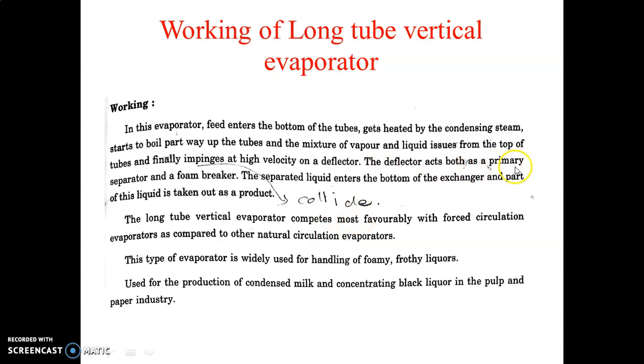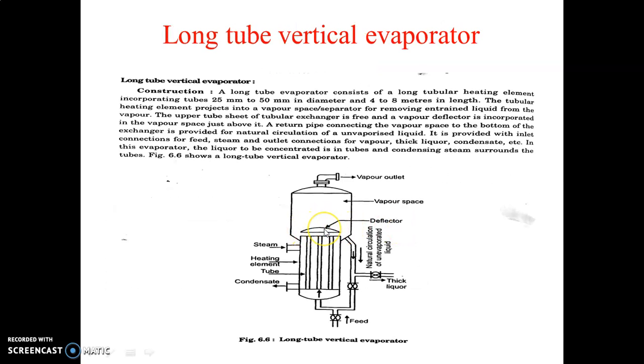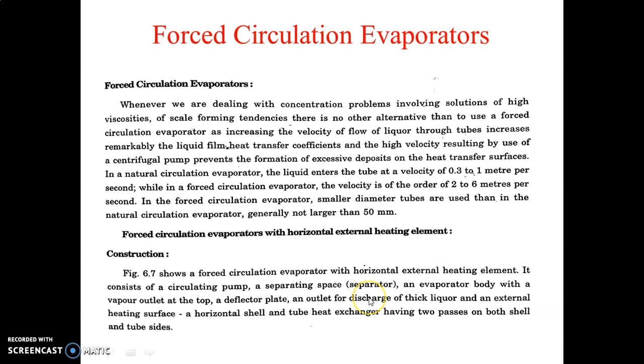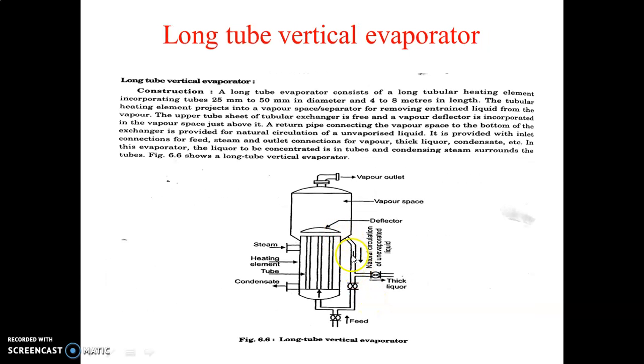The deflector acts as a primary separator and foam breaker. That means vapor and liquid get separated. The separated liquid enters at the bottom of the exchanger, and part of this liquid is taken out as product from this pipe, as thick liquor, and the remaining part is mixed with the feed. And the vapor produced in the vapor space is taken out from this vapor outlet.